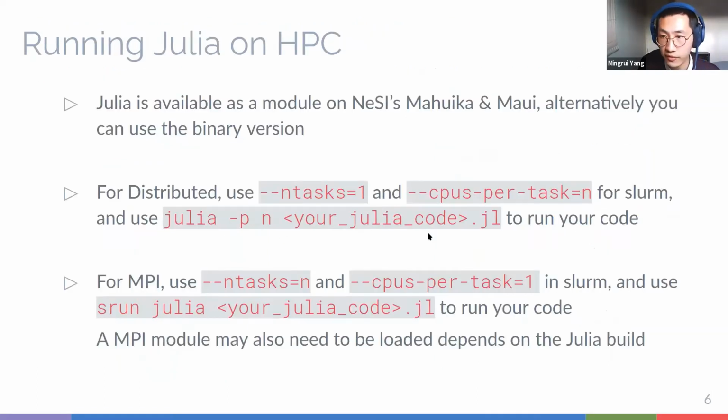Due to the very different structures of this parallelism, the way to run Julia on the HPC, especially on, let's say, small EM, will be different. Here are the examples for your Slurm setup. With Distributed, since it is a built-in Julia feature, all you need is to pass on the number of processors you want to use as a Julia argument. As for MPI, you really need to set up the srun command, and most of the time you also need to load the MPI module on the cluster.